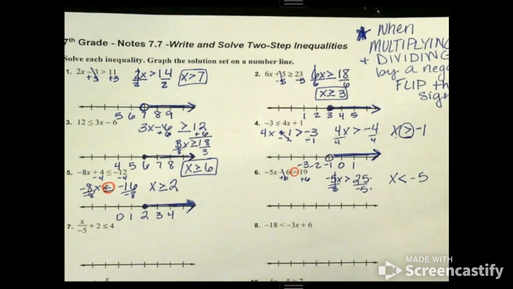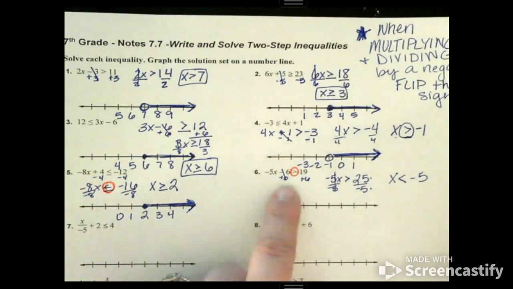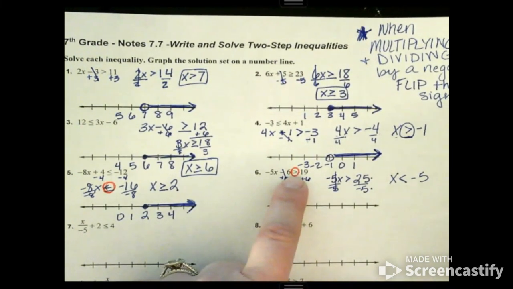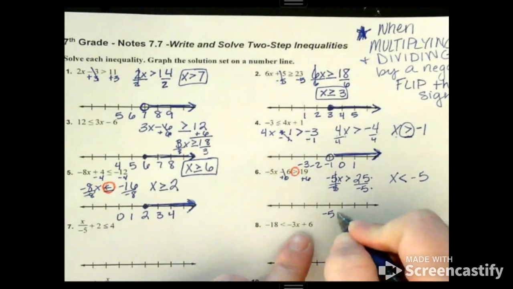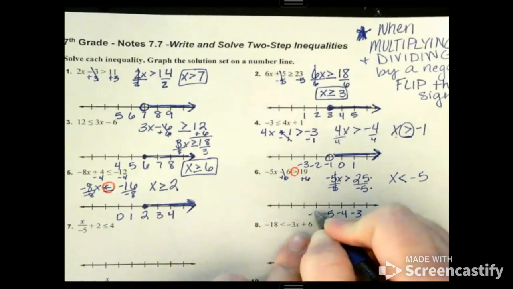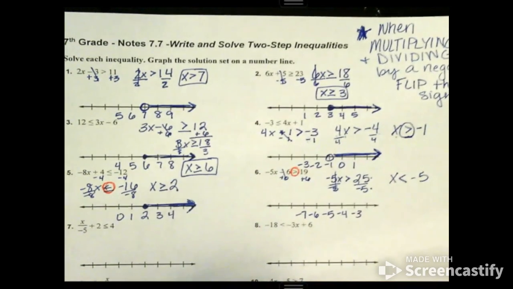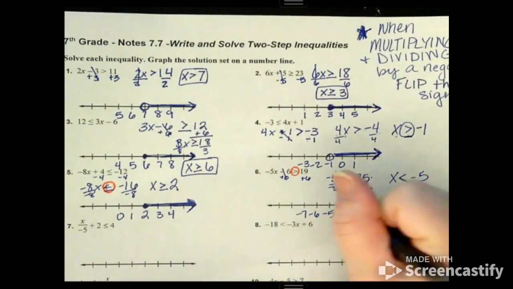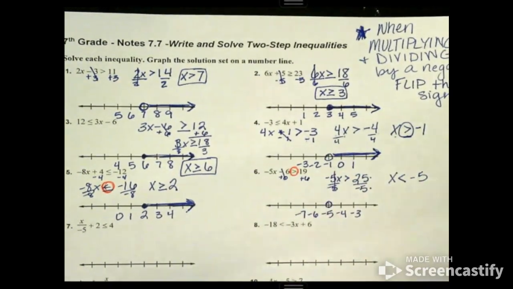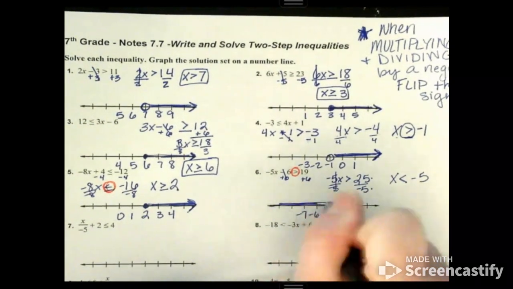But the minute that you notice you are going to divide or multiply by a negative, I want you to circle it to bring attention that you're going to have to flip that. Okay? So I have -5, -4, -3. Okay, what kind of circle? Open. Which direction? Left.